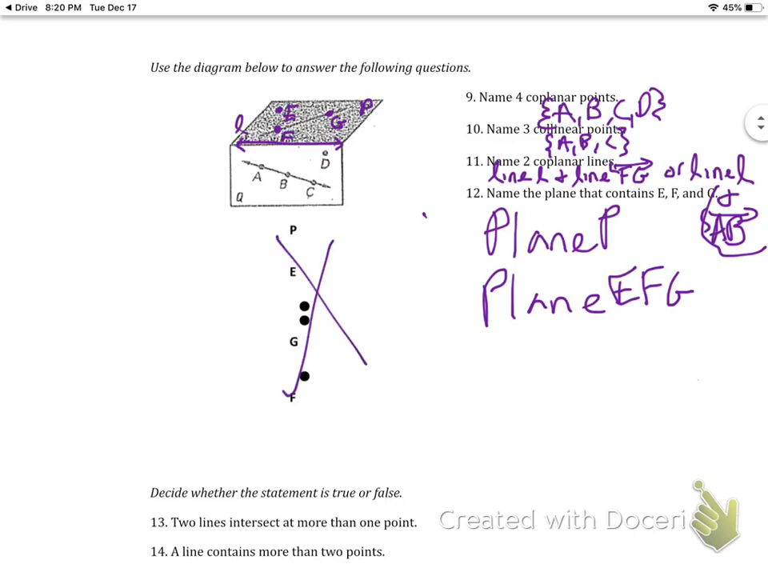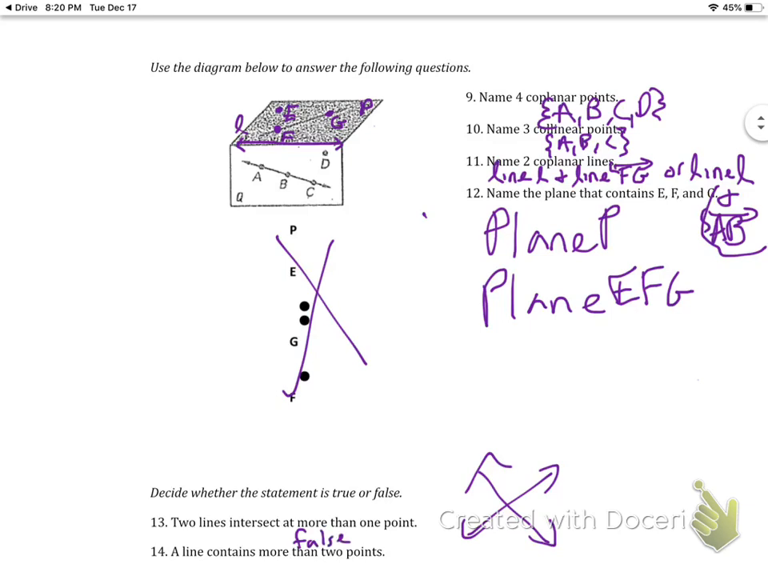I'm not sure if I have another picture of this next part. So we're going to do 13 and 14 here. And if we have them on the next one, then we'll continue on. So 2 lines intersect at more than 1 point. So is it possible to have 2 lines that are going to cross at more than 1 point? So we have the possibility that they are the exact same line, but that's not exactly what this one's talking about. So we're going to say that this one is false, because it only intersects at 1 point, unless it is the exact same line.